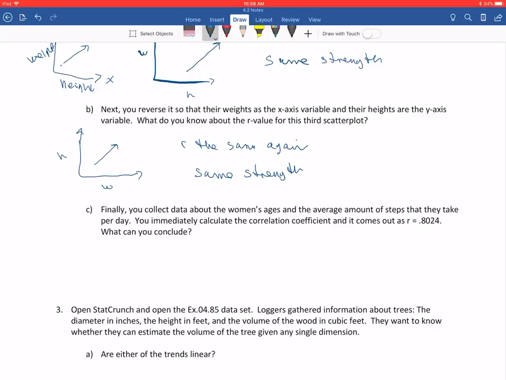And then finally, you collect data about women's ages and their average amount of steps. You calculate the correlation coefficient and it comes out as r equals 0.8024. What can you conclude? You have to be very careful here. You've missed an important step. It says you immediately calculate that correlation coefficient. So what we are missing here is we don't know whether this was actually a linear relationship or not. We need to look at a scatter plot first.